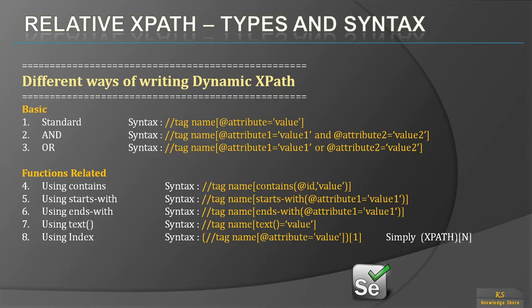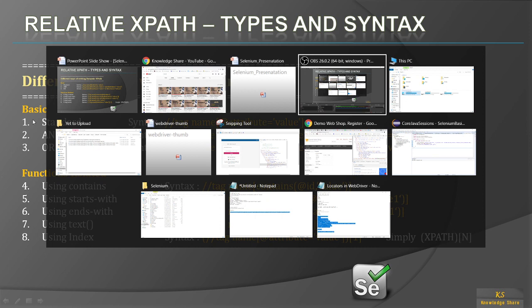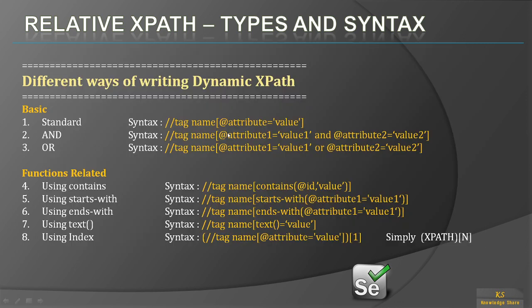Okay, now let's see what is relative XPath and its types and syntaxes. In this session we are going to cover only the basic part. That is, I'm going to give you some practical examples, or hands-on, on the standard syntax and using and, or. We will see these three in this part, and in the next session we will be seeing all the functions. Let me switch to Eclipse quickly and show you some examples related to these three.